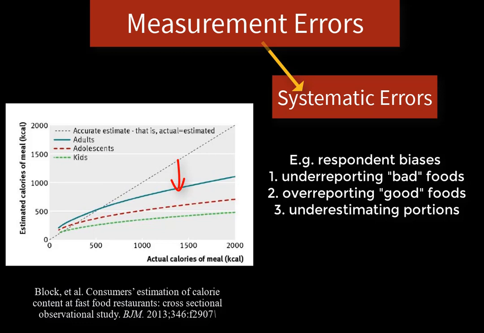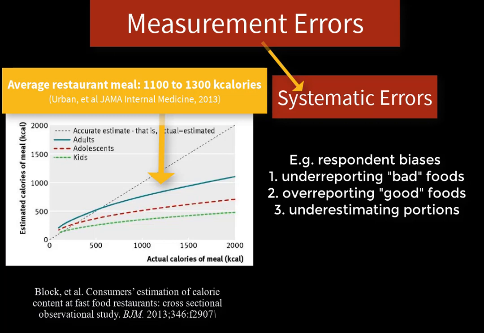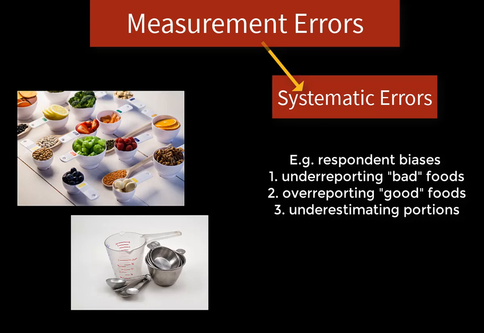And as an aside, the average restaurant meal has about 1,100 to 1,300 calories, so individuals generally greatly underestimate the portion they're consuming when they eat out. That's an example of a systematic error. Visual guides such as food models or household measures can help reduce this error, but we still have that bias when we have larger portions.